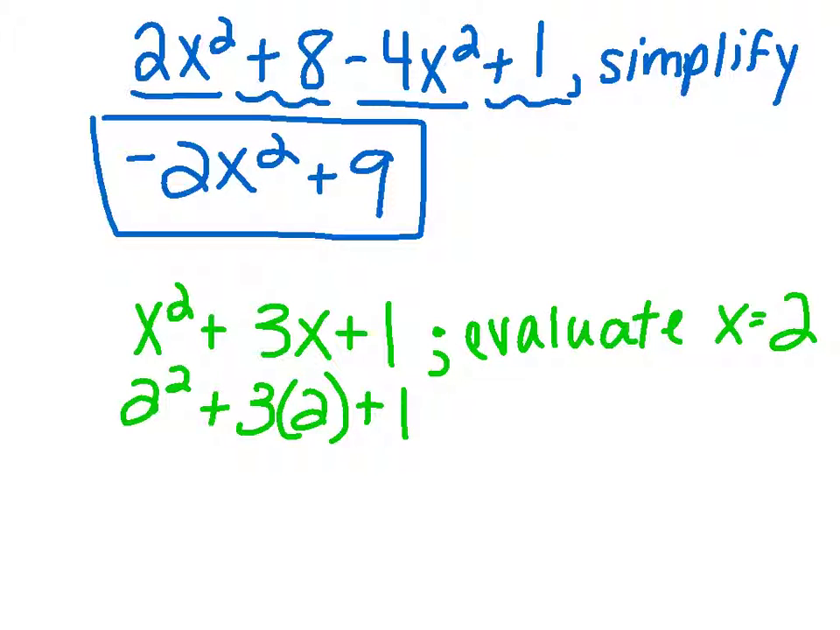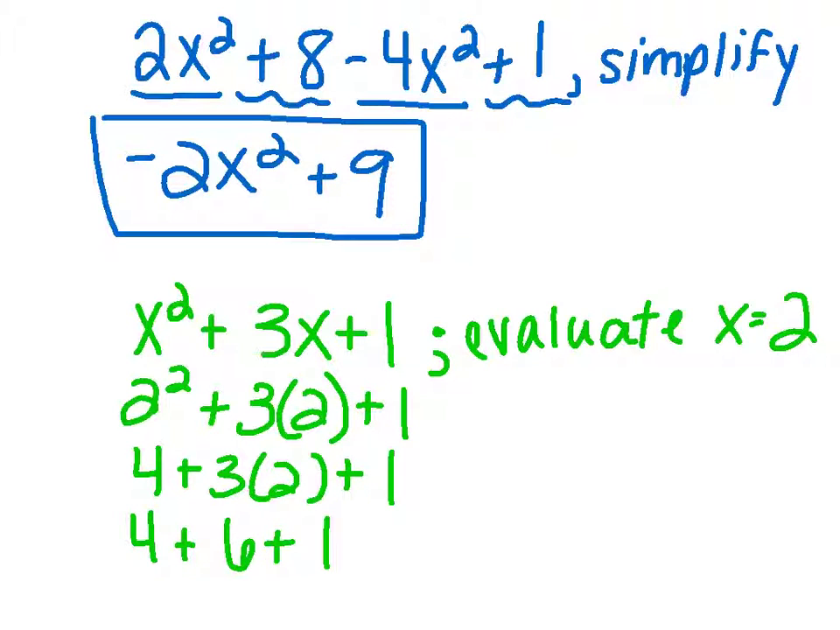Order of operations says to do the exponents first. So we have 4 plus 3 times 2 plus 1. Then what? Do I multiply or do I add? Order of operations, multiply or add? Jake? Multiply. Right? 4 plus 6 plus 1. That's all addition, so I just go from the left to the right. 4 plus 6 is 10, plus 1 is 11. And there's your answer.